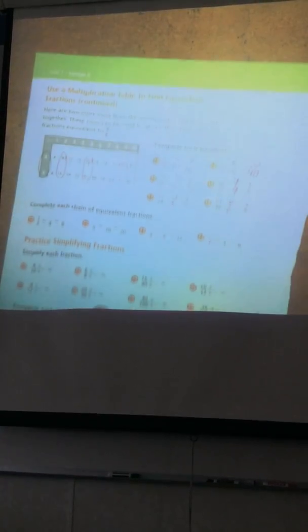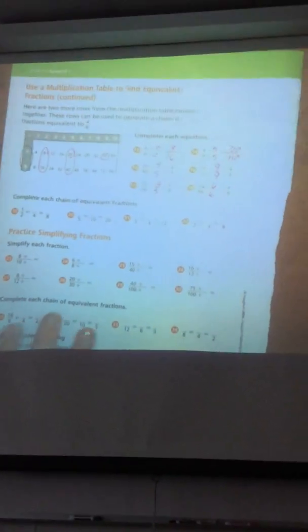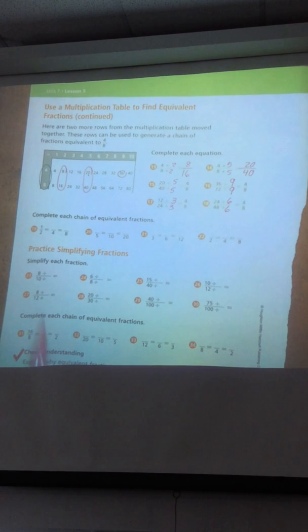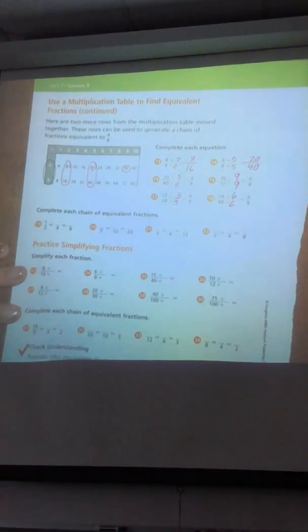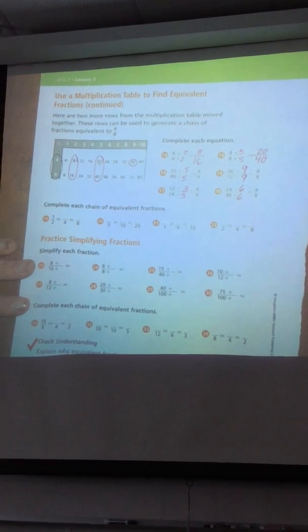Okay? This wants us to complete a chain of equivalent fractions. So what it means by a chain is that it's going up by 1 every time, right? So let's go ahead and look at this at the bottom. So 2 times what equals 4? This should be a really quick math fact for you. So it's 2 times 2 equals 4.